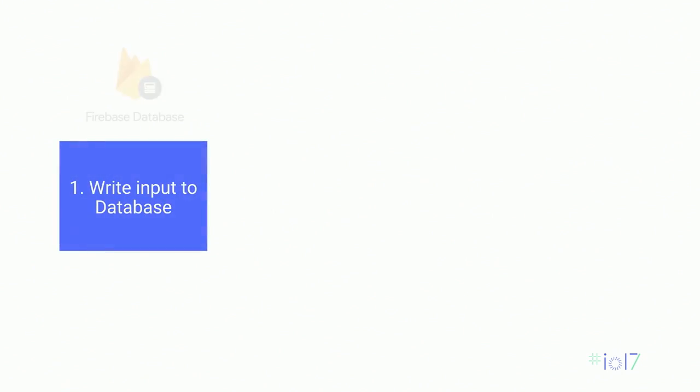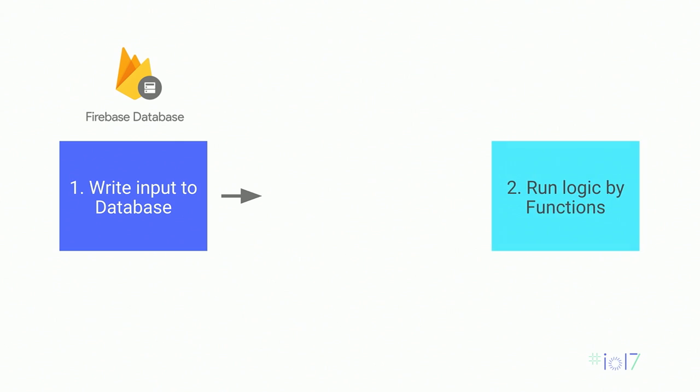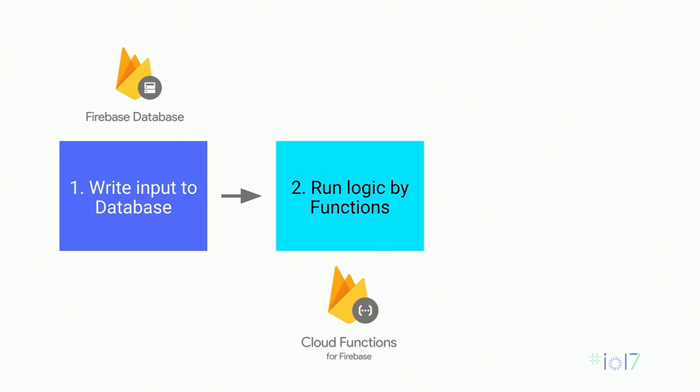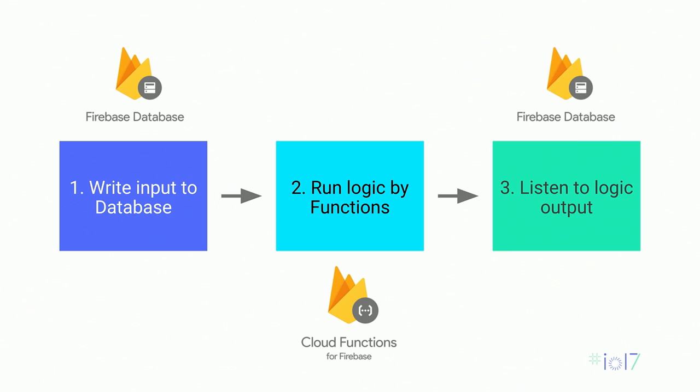And next, let's look into how we implement our logic. First, from our app, we write our logic input in Realtime Database. And then it will trigger a cloud function, which is where the actual business logic is implemented. And lastly, again from our app, we listen to our logic output in Realtime Database.